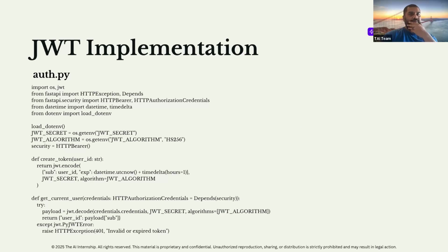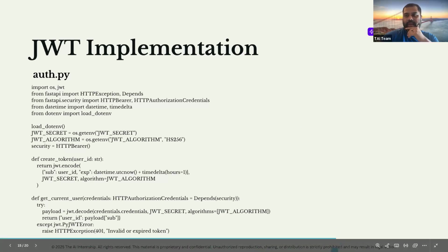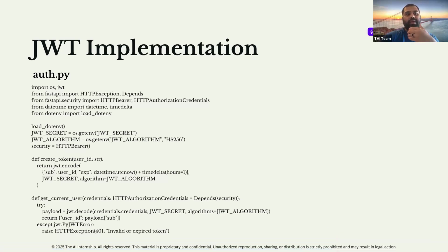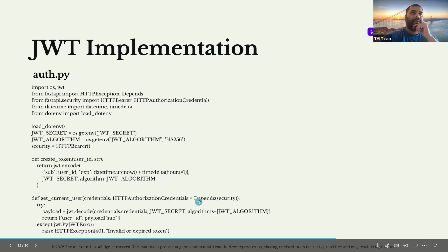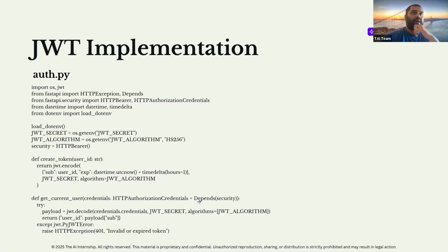So the next step is implementing auth.py, which is the script with the methods needed for handling the authentication side of things. So this is what is needed. You need the required libraries imported, and then you need to load the JWT secret and the algorithm that is needed. And you need to create a security object using HTTP bearer.